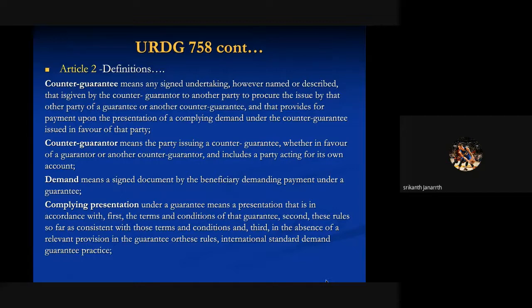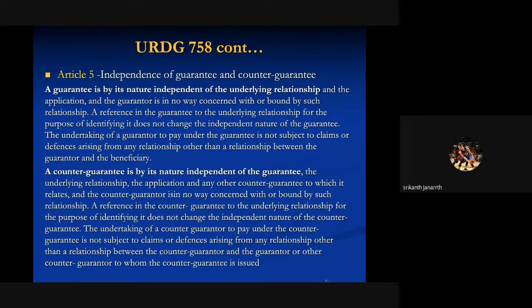Compliant presentation means when a guarantee says the beneficiary can claim as per these terms, there is no condition. It's a demand. The beneficiary submits his demand in writing, that becomes a compliant presentation. So when there is a demand made on the guarantee, it becomes a compliant presentation. So Article 2 gives the definition. Article 5, this is very important. Independence of the guarantee and the counter guarantee.